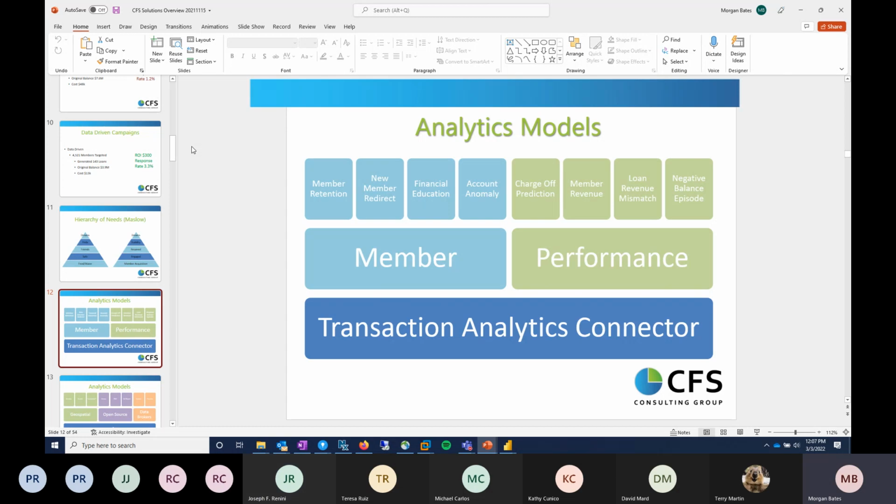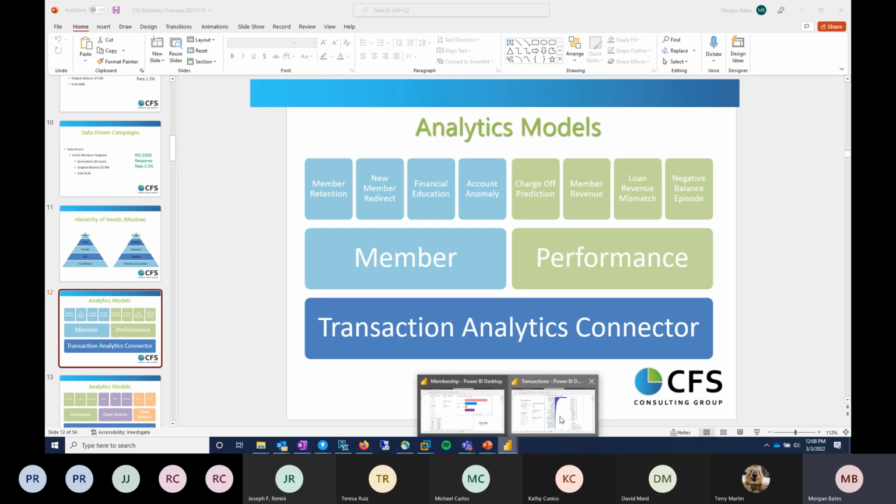We've got way more content than we can squish into an hour. So I'm going to go through a couple things, but we've got several models that we can explore in depth that we'll talk about in just a little bit. I'm going to start with this transaction analytics connector first, mainly because it underpins a lot of our models that are out there, and partly because it's so useful in so many different contexts. So I'm going to start with that, and then we'll circle back and talk about some of the other models that come off of that.